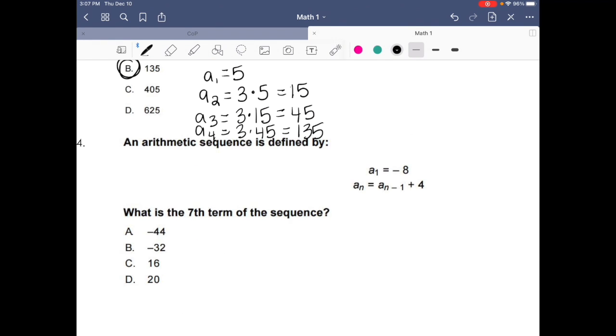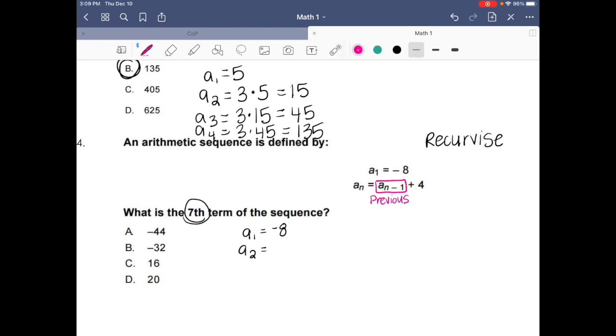Number 4, for this arithmetic sequence, so again, this is a recursive formula. Remember, recursive, we need to know the previous in order to get to the next. So my first term is negative 8, and that n minus 1 is my previous term. So they want us to get to the 7th term. So we're going to start. We have the first term. We know that's negative 8.